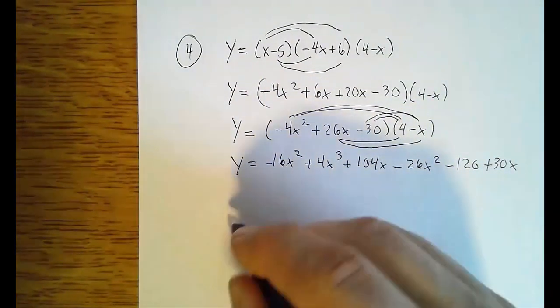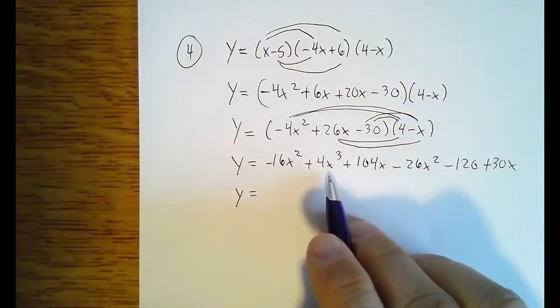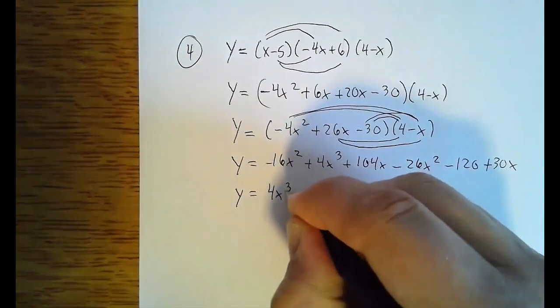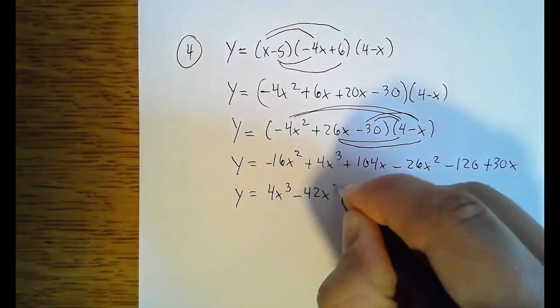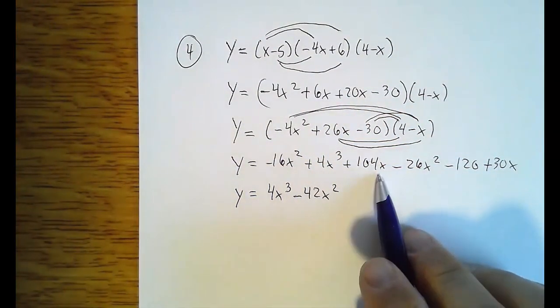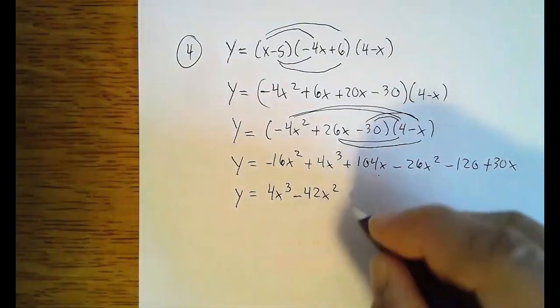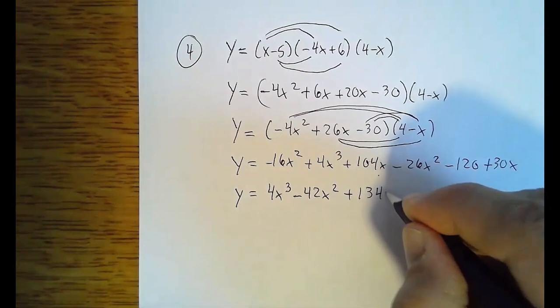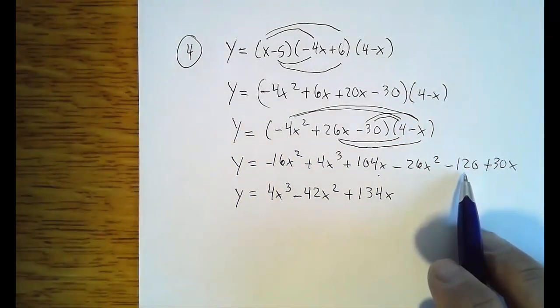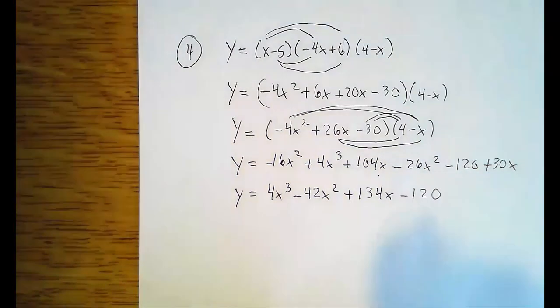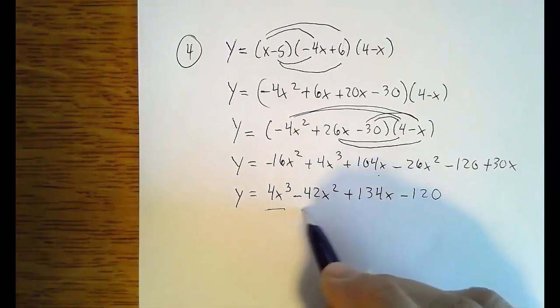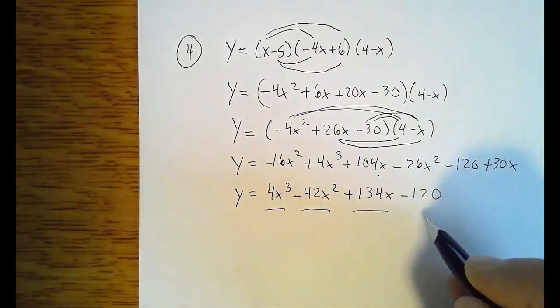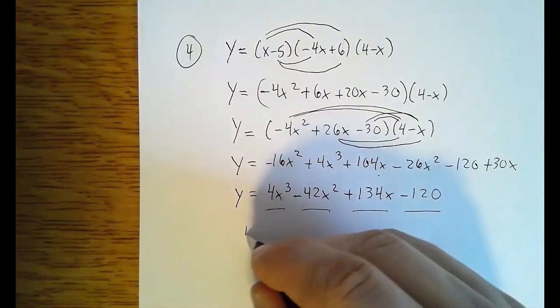So to collect all these like terms, the leading term is going to be 4x cubed. I have minus 16x squared and another minus 26x squared, so that gives me a total of minus 42x squared. I have 104x plus 30x, which gives 134x. And then the constant term would be minus 120. So from this expression, we can see now that there are four terms: 4x cubed minus 42x squared plus 134x minus 120.